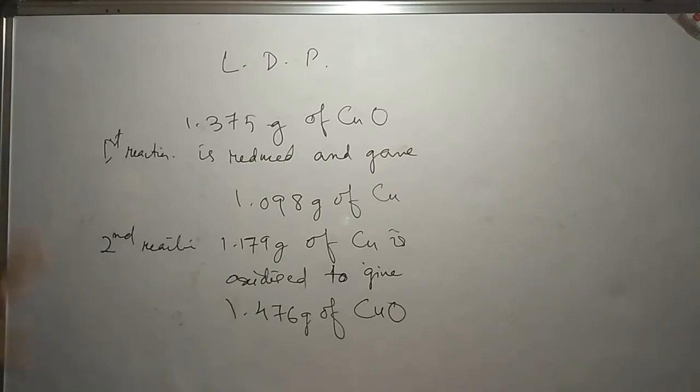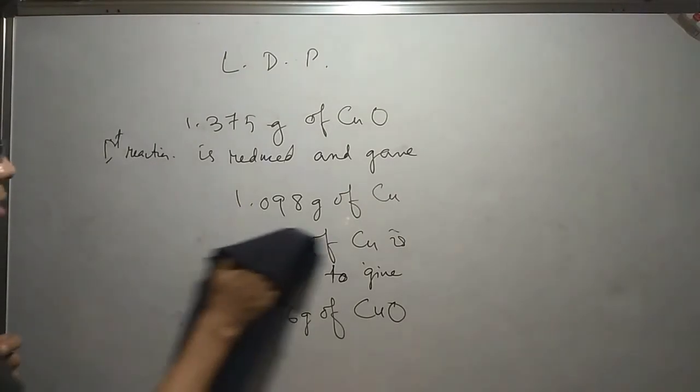So, two reactions. In the first reaction, 1.375 gram of cupric oxide is reduced and gave 1.098 gram of copper. Then in another reaction, 1.179 gram of copper is oxidized to give 1.476 gram of cupric oxide. So how do we calculate this? I'll give you the first part. For the first reaction, you try to solve for the second reaction. I hope you have noted down the question.